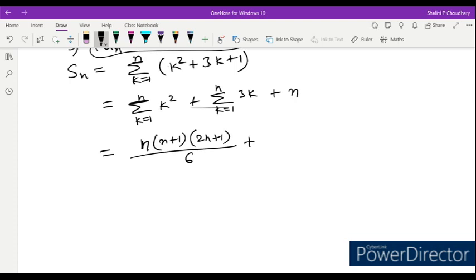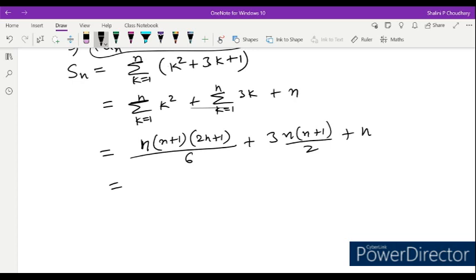Now next is 3 into the summation of k. So we can take 3 common, and the summation of k means the sum of the first n numbers, 1 to n, so we can write n into n plus 1 divided by 2. And plus n as it is, we will write. So what value are we getting?